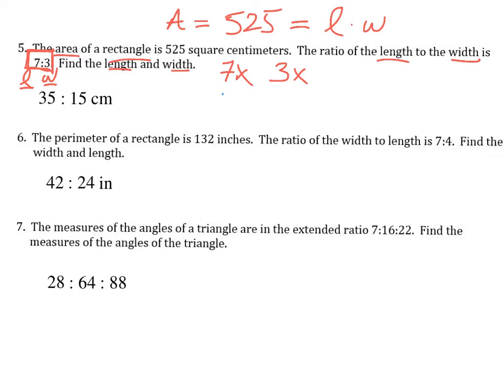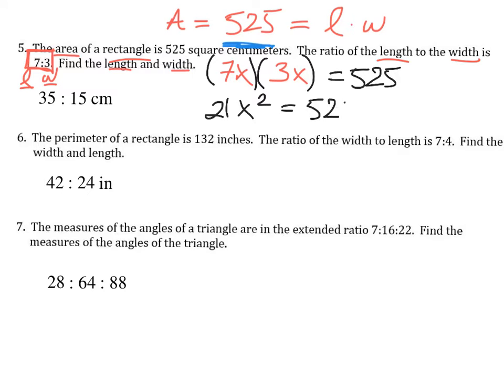All right, so maybe it's like 14 and 6. But the thing is, they have to equal 525. So that's what I'm going to do. I'm going to set up my equation. So I have 7x to represent my length, 3x to represent my width, and it's going to be equal to 525. Well, when I multiply these together, I get 21x squared equals 525. When I divide by 21, I'm going to get x squared equals 25. So that tells me x equals 5.